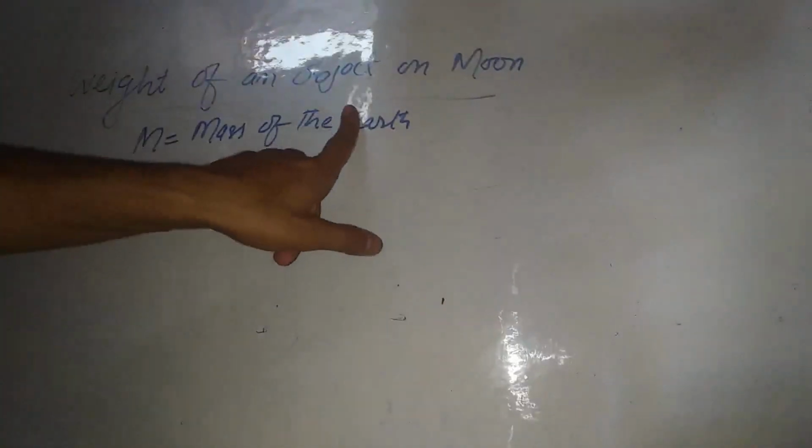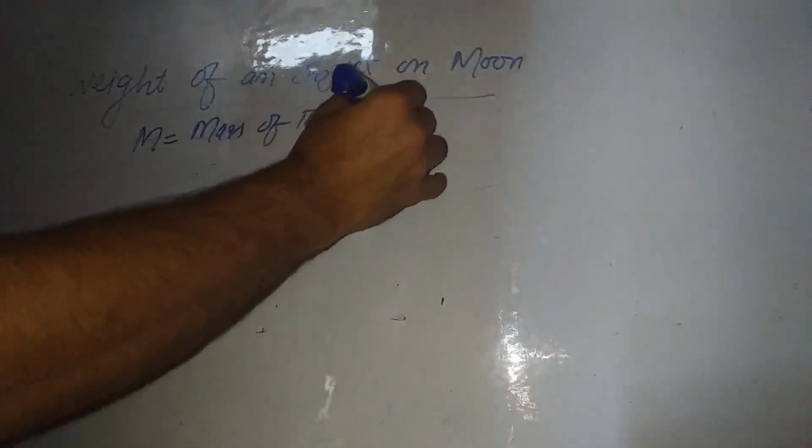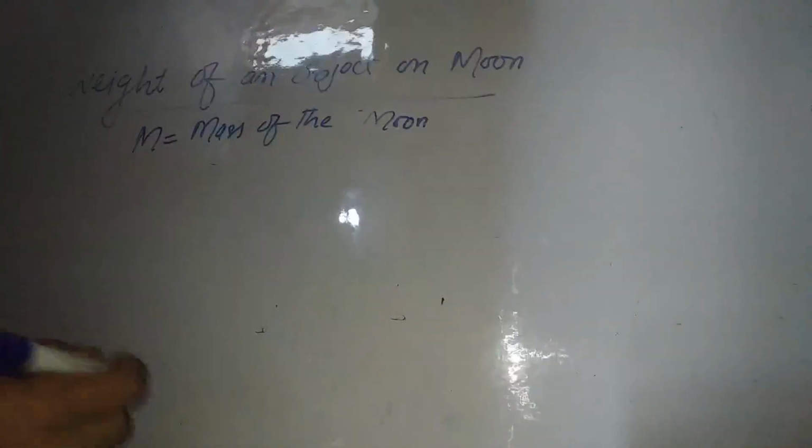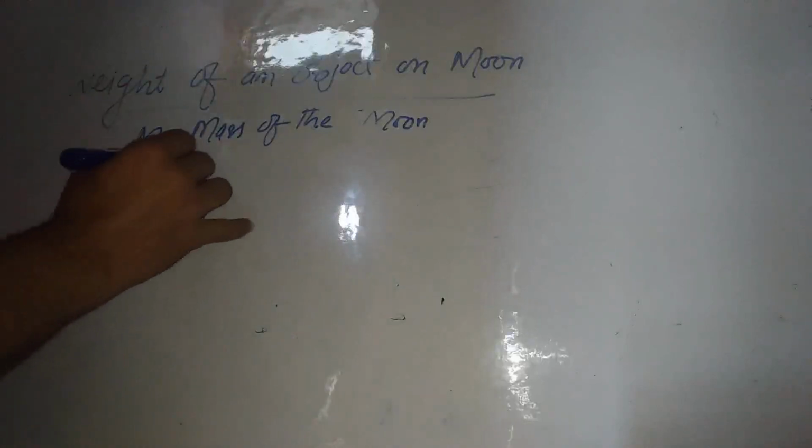First we calculate for the Moon. So let it be the mass of the Moon. Okay, so M is the mass of the Moon and small m is the mass of the object.